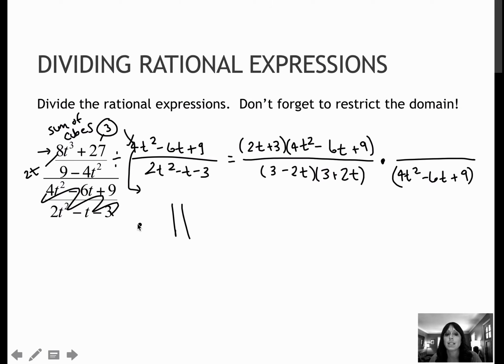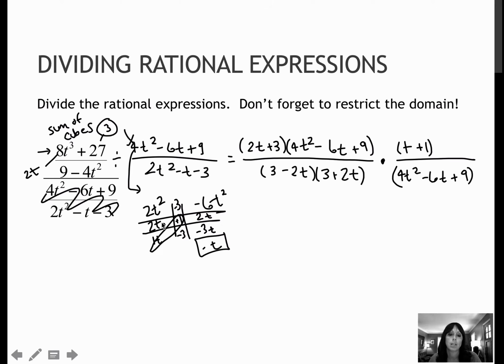And again, if you need to tic-tac-toe, just as a reminder, that 2t squared would go here, minus 3, which multiplies to minus 6t squared. The minus t would go here. I'm looking for numbers that multiply to negative 6 that add to negative 1, which would be negative 3 and positive 2. And then I would say that the 3 would have to be here with the 1 here, and the 2 would have to be here with a 1 here, which gives me t plus 1 in one diagonal and 2t minus 3 in the other.